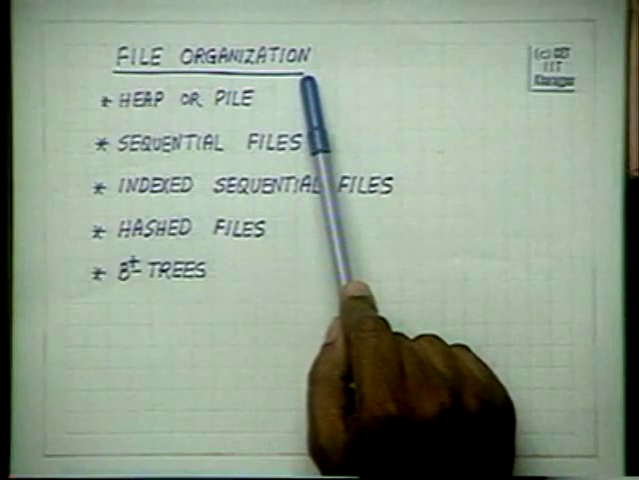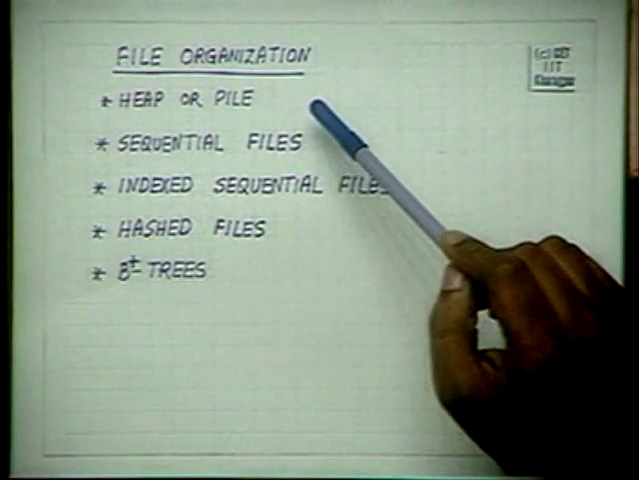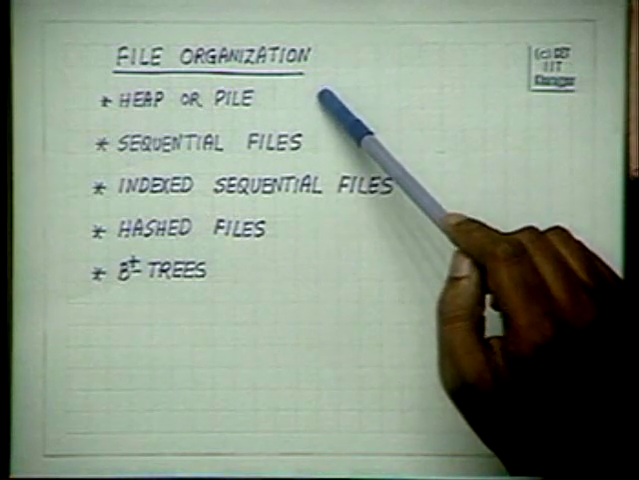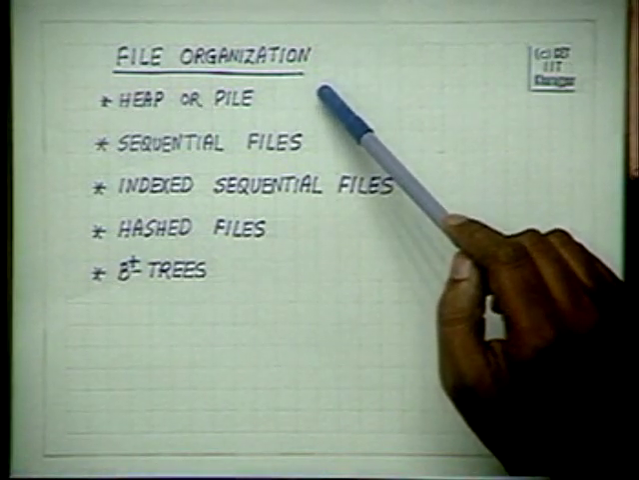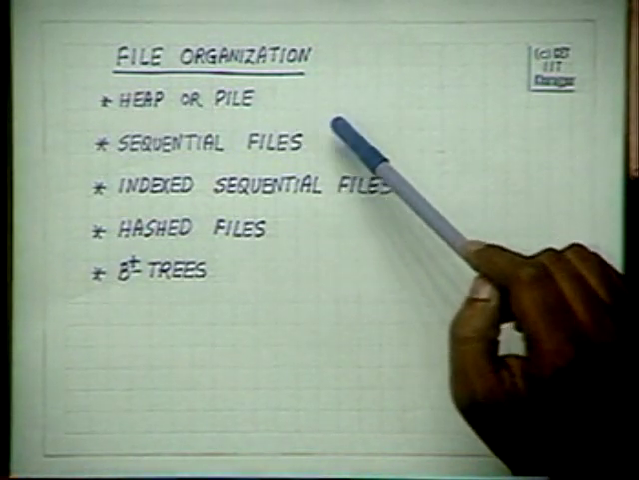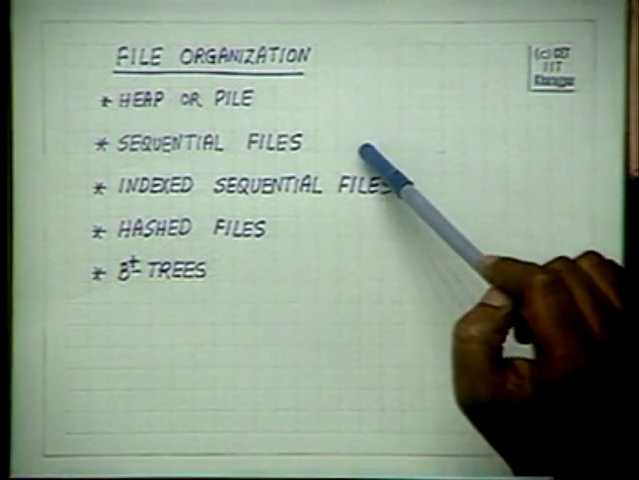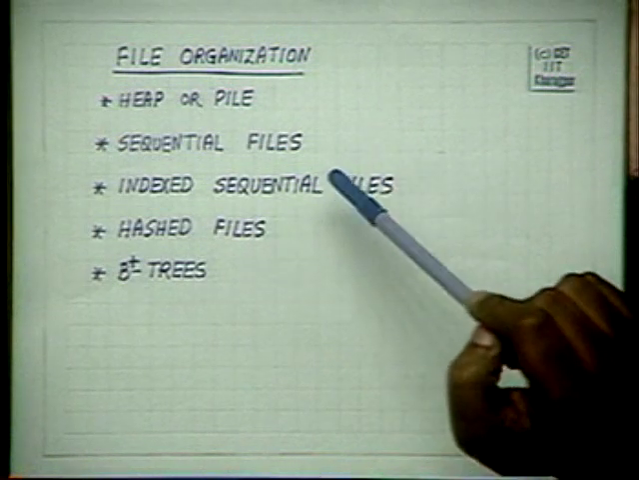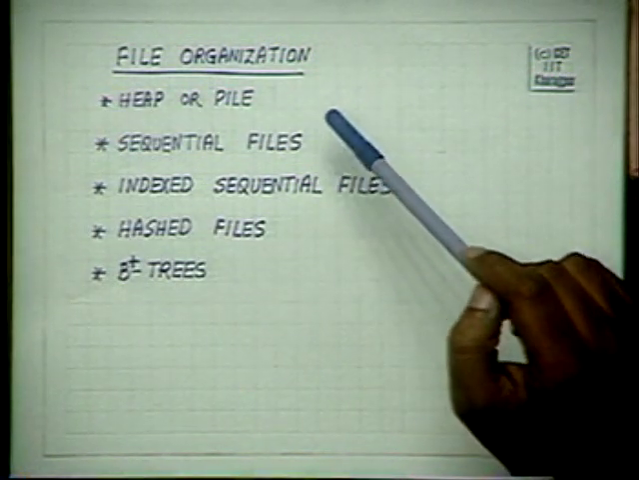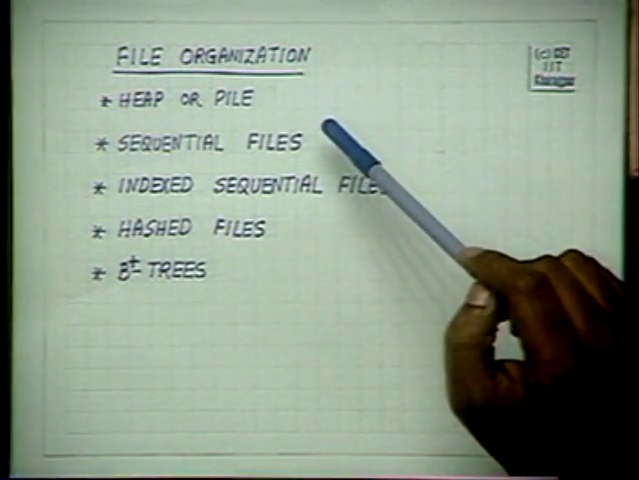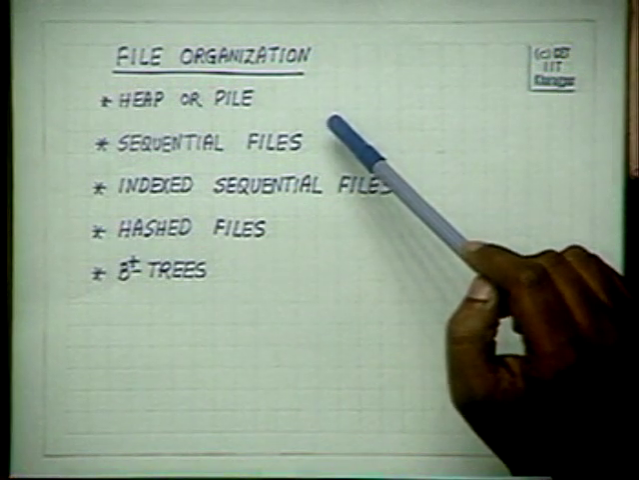File organization, that is how the records will be organized in files. We know how, once it is organized, how the records are going to be placed in blocks, and how blocks are stored on tracks, and how tracks exist on a disk, and how a disk is accessed depending on its track number, block number, and then record number.